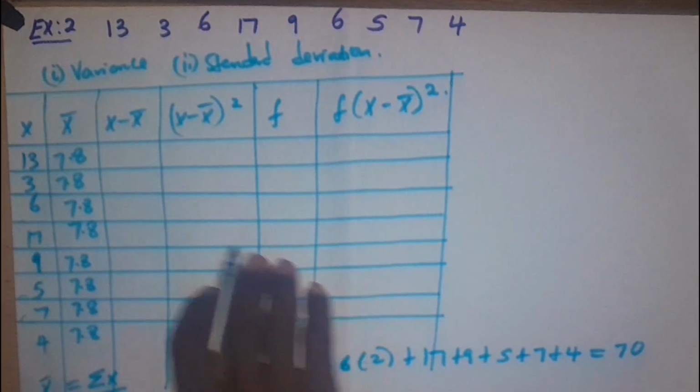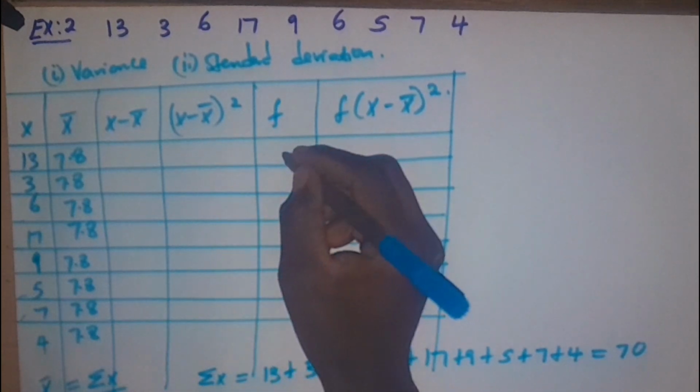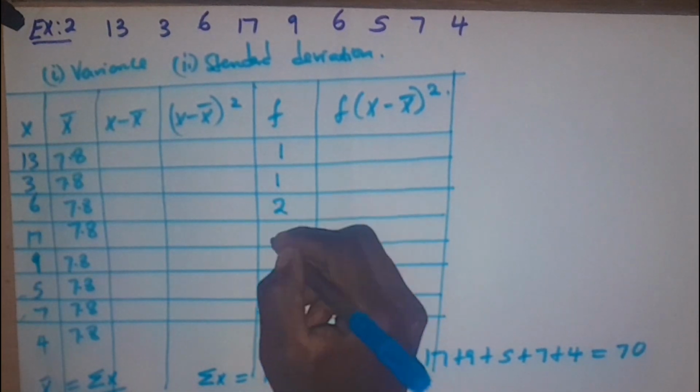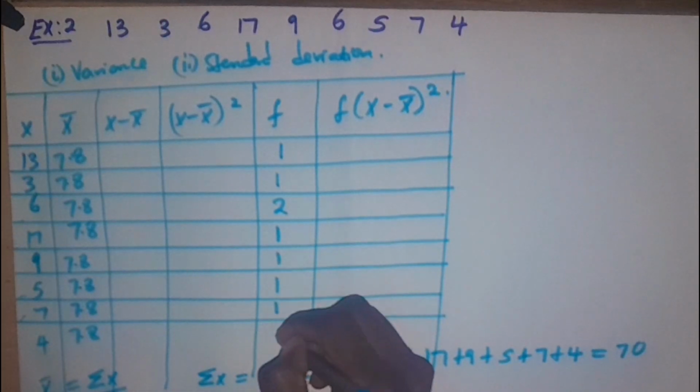And then after that, now we need to fill in the frequency. For the frequency, we know that 13 we're having 1, 3 we're having 1, and then 6 we're having 2, then 1, 1, 1, 1, 1.